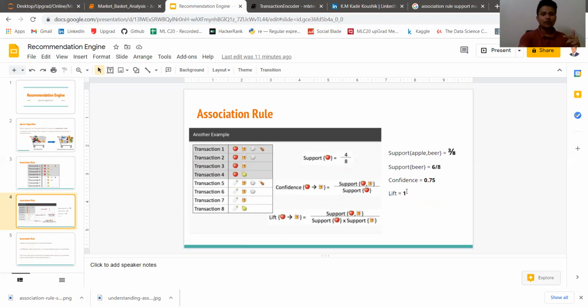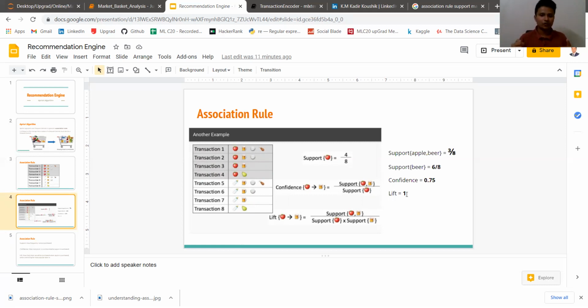For example, if we have a lift score less than 1, we come to the conclusion that there is no relation. We cannot conclude that beer is likely to be purchased given apple is purchased. But if we had a lift more than 1, we can say yes, when apple is purchased, it's most likely beer will also be purchased.